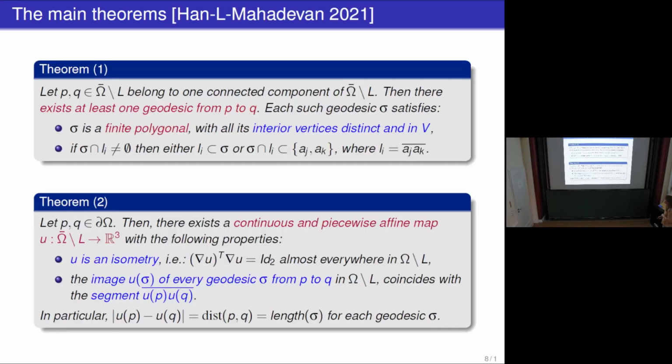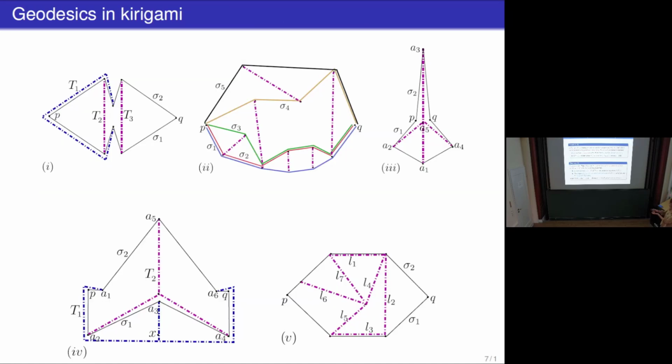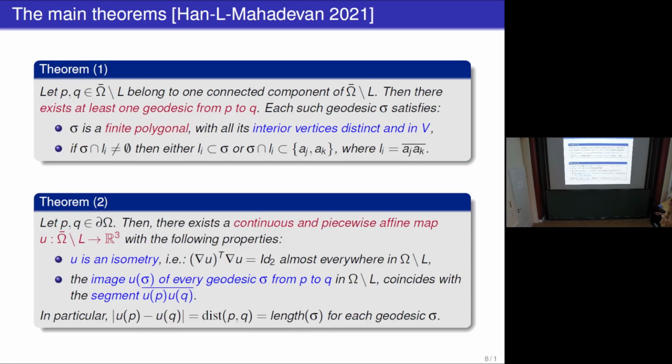Okay? Very complicated. So here are two theorems that I want to present. The first one is really a lemma. That's how it's called in the paper. So in the context that I presented, I take this P and Q, then there exists at least one geodesic from P to Q, and each such geodesic must be a finite polygonal. It's a polygonal with all its vertices distinct and coinciding with the vertices of the cuts. So basically, that is what we've seen on the previous picture, right? So the geodesic always turns at the end point of some cut.